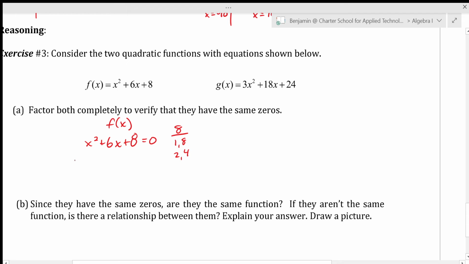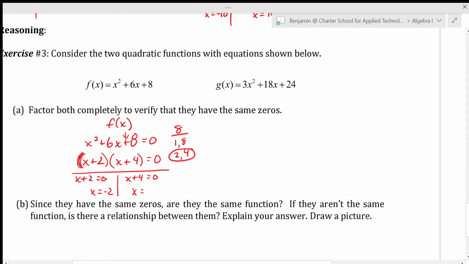I know that I have to pick 2 and 4 because it says you have to add to be 6. So x times x, positive times a positive, gives you positive and a positive in the middle. 2 and 4, do my t-chart. So x plus 2 equals 0, so x equals a -2, x plus 4 equals 0, so x equals a -4.